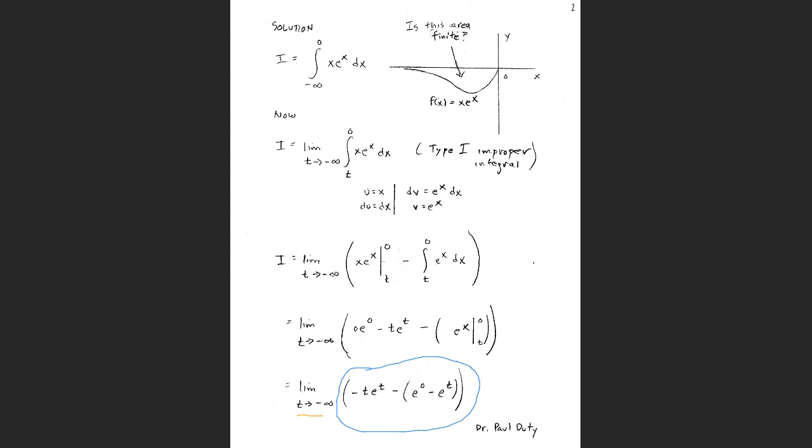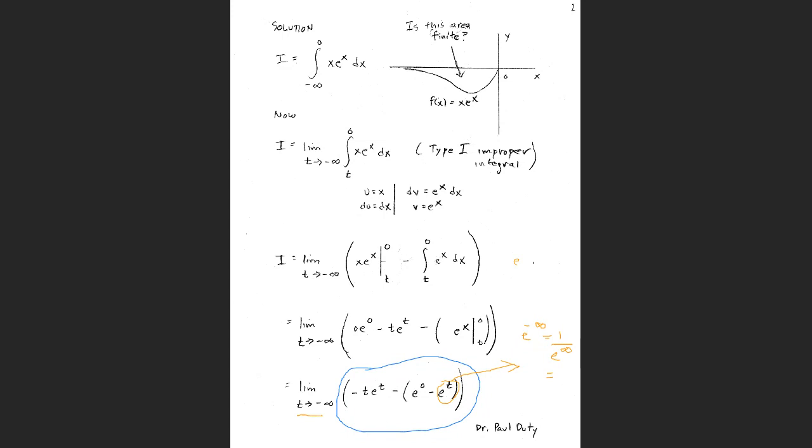As t goes to negative infinity, what does this e to the t power go to? I mean, what is e to the negative infinity equal to? That equals 1 over e to the positive infinity, right? Okay, e to the negative infinity equals 1 over e to the positive infinity. What would that equal? 0.